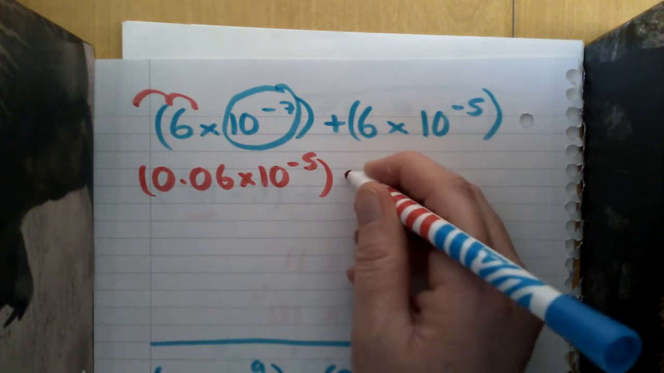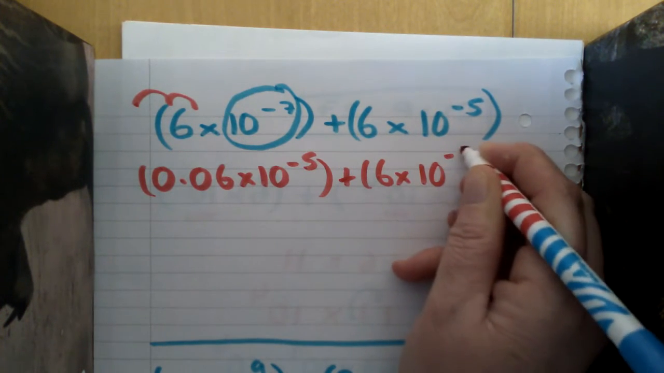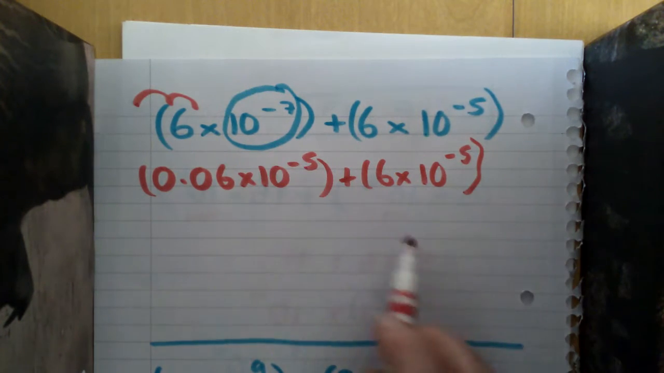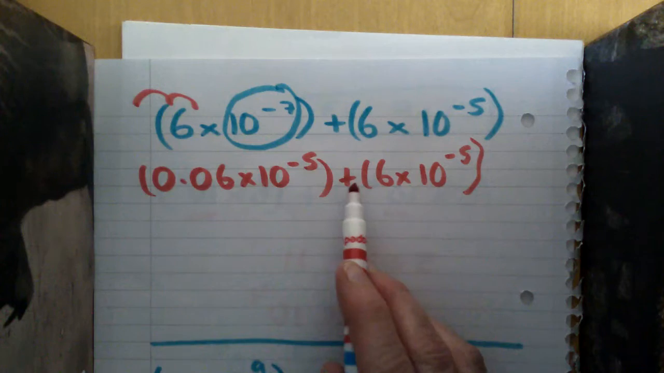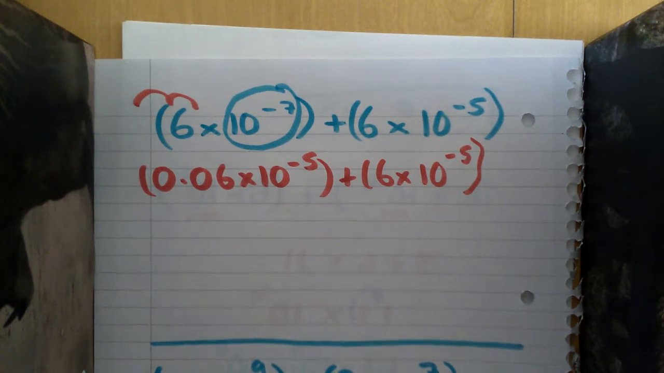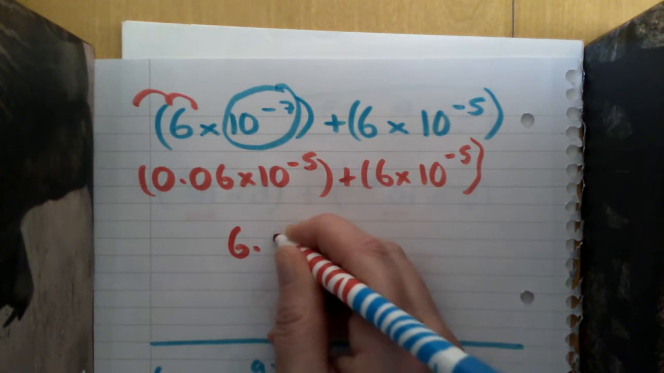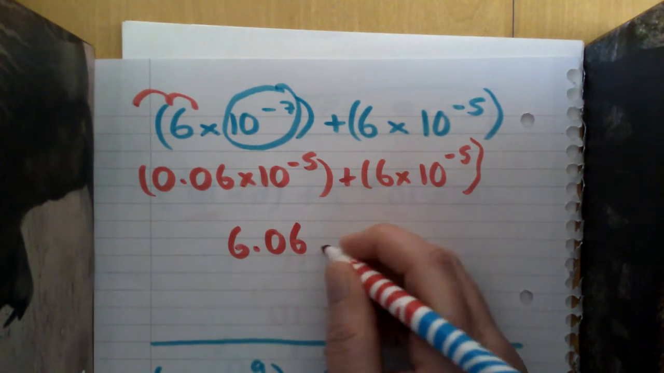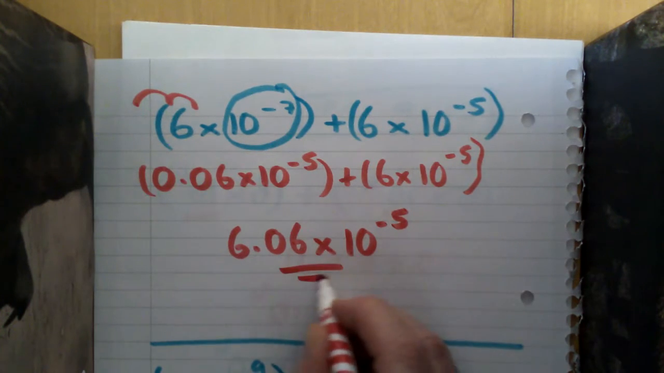Okay, and now I just need to add these two together. Because now they're both times 10 to the minus 5, because they're the same, all I need to do is just add the two numbers together. So I get 6.06 times 10 to the minus 5.